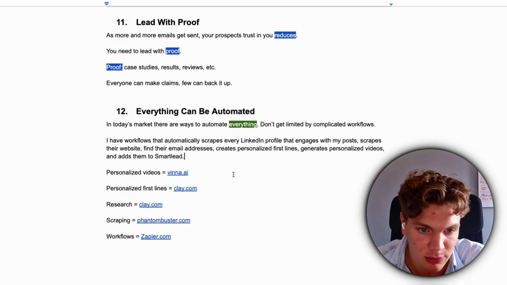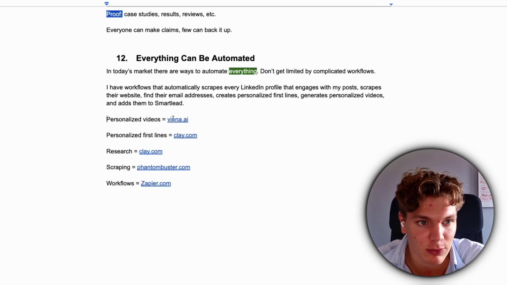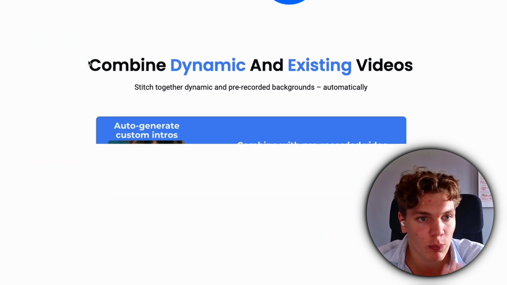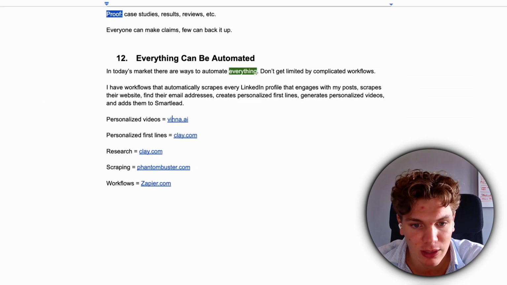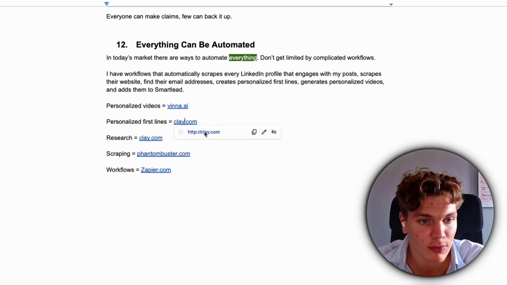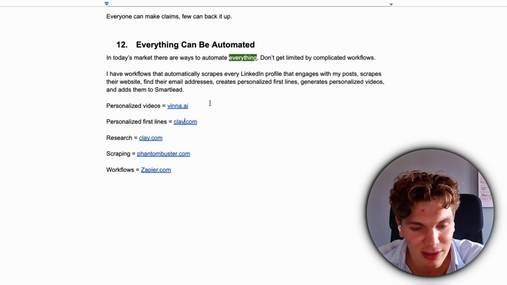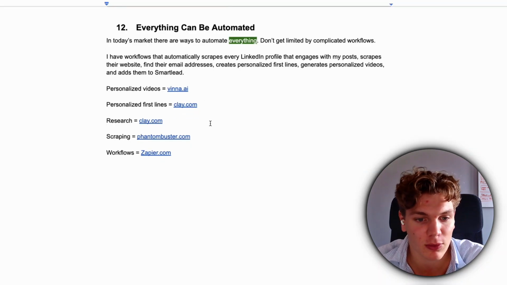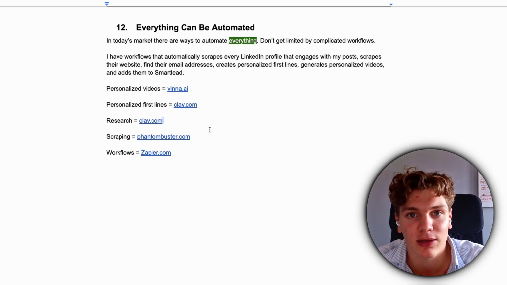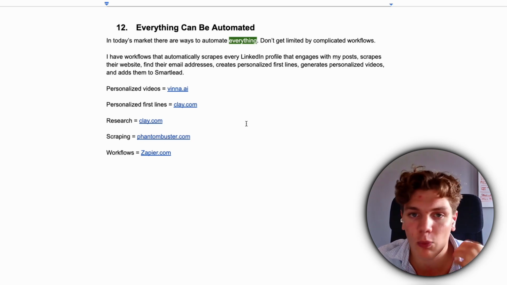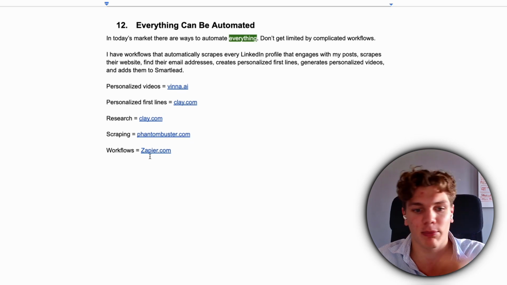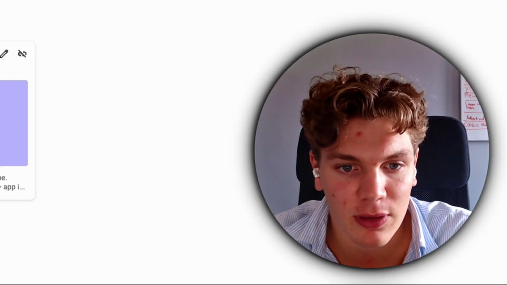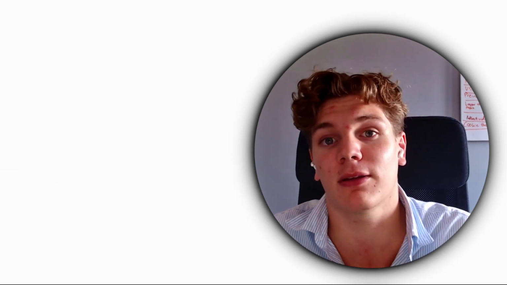So here's examples. Personalized videos. My SaaS Vinna.ai helps you automate that. You can create thousands of personalized videos with a click, completely automatically. You have personalized first lines. You can use a tool like Clay. Research. You can use a tool like Clay or Persona. Scraping, Phantom Buster, scrape LinkedIn engagement, scrape reviews, scrape whatever you want. Go Google Maps, you get the idea. And workflows where you integrate different platforms. Use Zapier. The bottom line here is that everything can be automated.